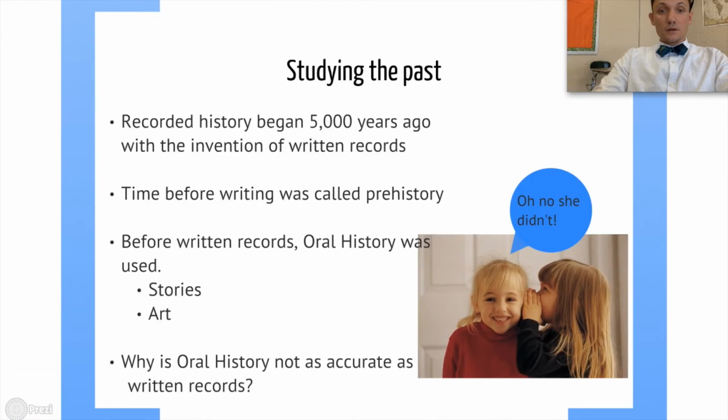So, recorded history began about 5,000 years ago with the invention of written records. Everything before written records is called prehistory. Prehistory is anything that we don't have very well documented because prehistory was all oral history. This is stories, art, interpretations of art, things of that nature.